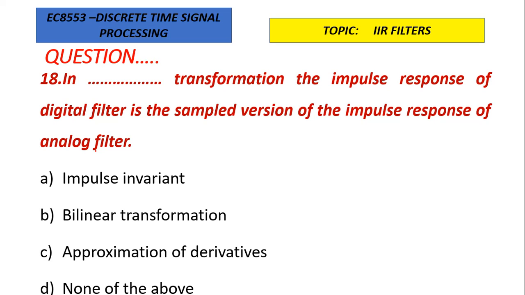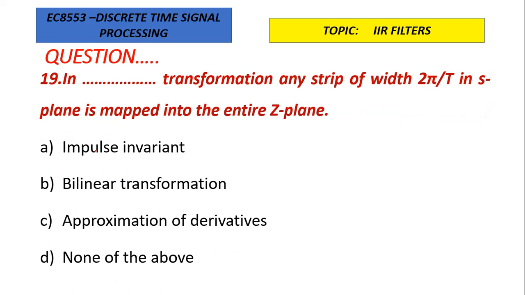Next, in dash transformation, the impulse response of the digital filter is the sampled version of the impulse response of the analog filter. Nothing but impulse invariant. Because the analog filter impulse response is sampled so that we are getting the digital filter impulse response. So this is nothing but the impulse invariant method.